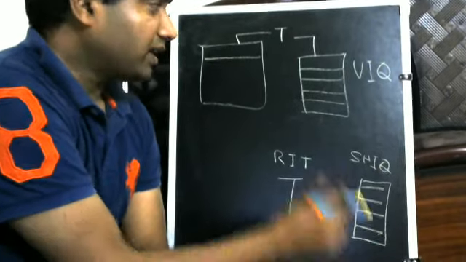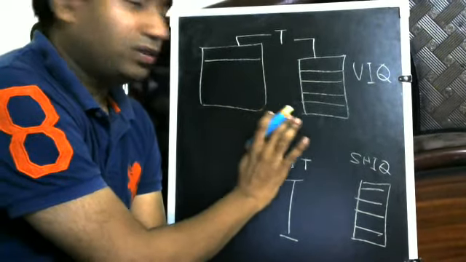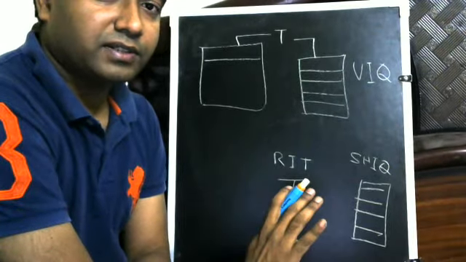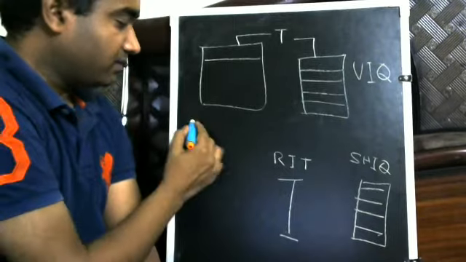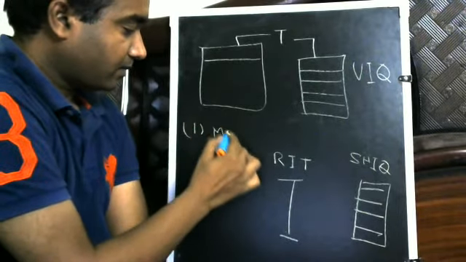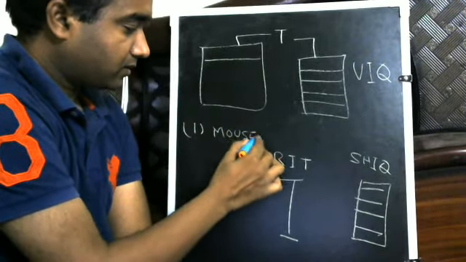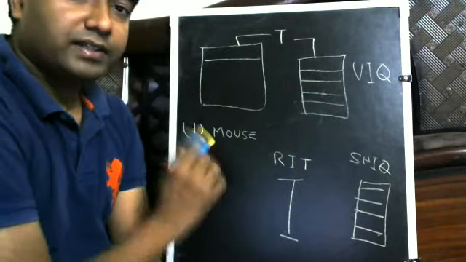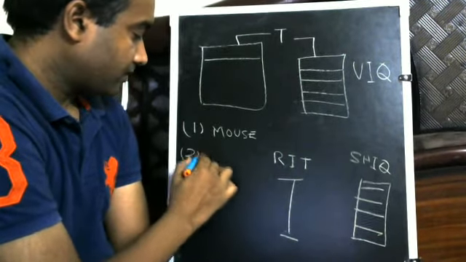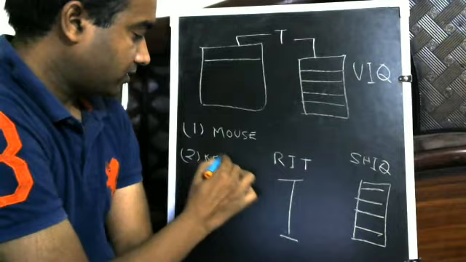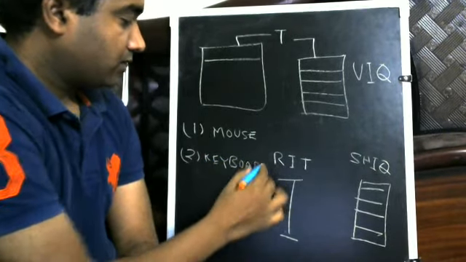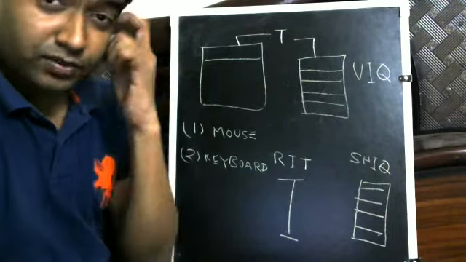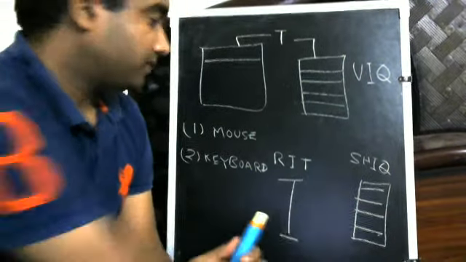So the raw input thread gets the entries in the system hardware input queue, and after that it finds out the correct window to which it needs to put that particular message, right? So how does it find? There are two cases. We will discuss both. First is the mouse, and the second is the keyboard. So let's start with the mouse.